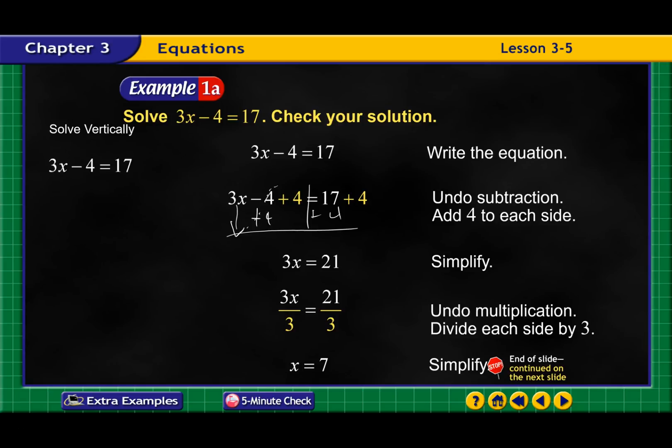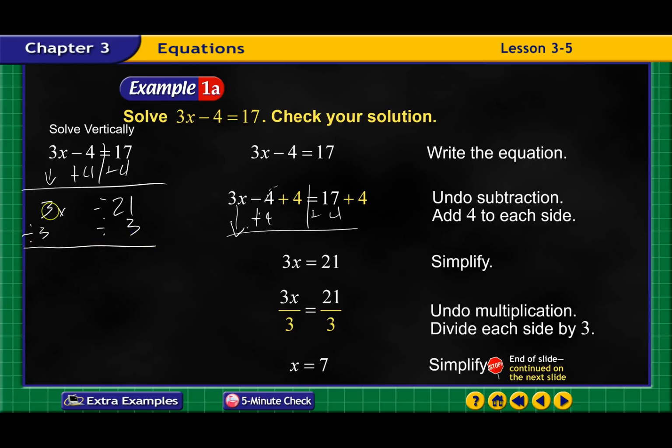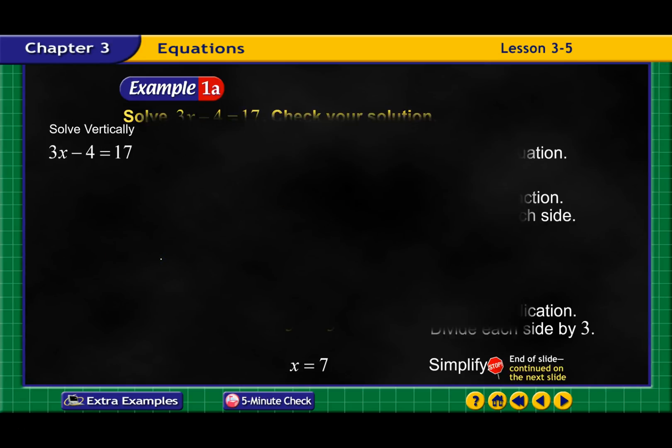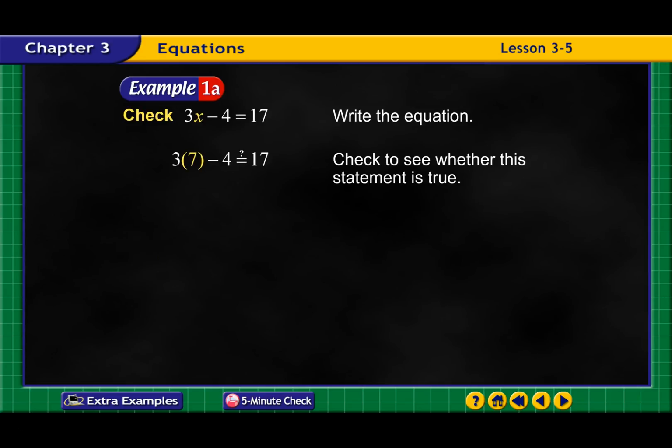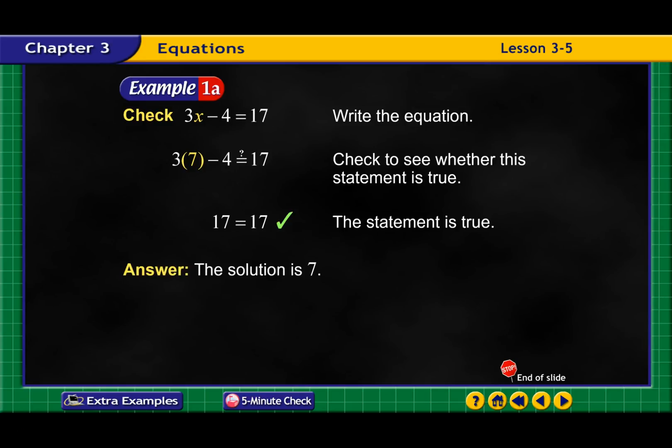Solving that vertically now, I would go plus 4, do my addition, bring out 21, and 3x. I would just bring that straight down. Divide by 3. The 3's cancel out, bring my x down, equals positive 7. Check your solution, put 7 back in. It comes out equal, it would have been 21 minus 4. They kind of skipped a step there, but that's all right. The solution is 7.